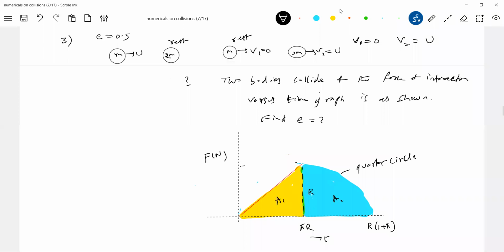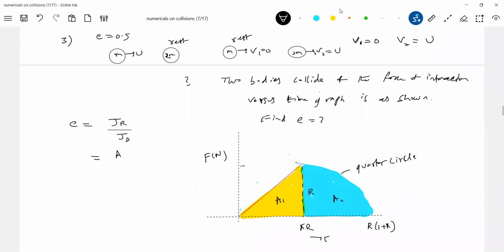So what do that 0 to pi r represents? Deformation time, and pi r to r plus pi plus 1 r, it represents the reformation time. And according to the coefficient of restitution, what we have, magnitude of jr by jd, this will be.